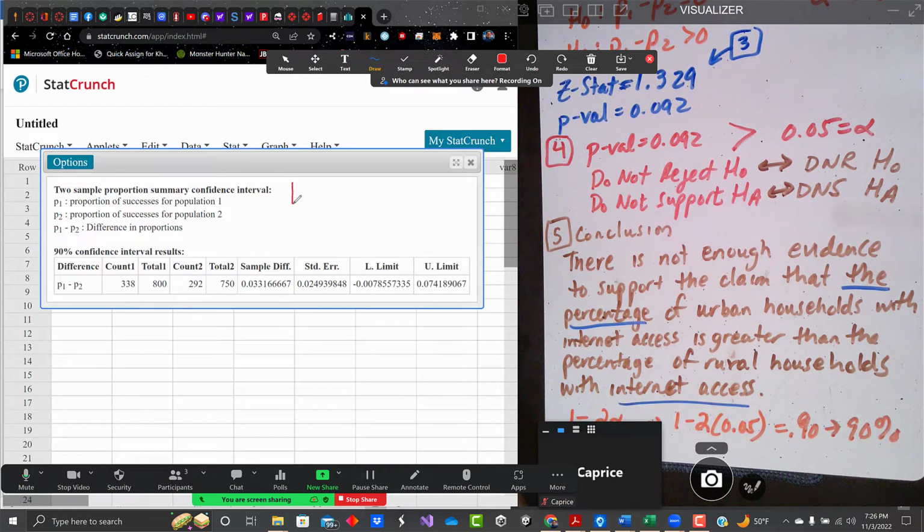So the hypothesis test does this. Is H naught in the interval? Inside the lower limit and the upper limit. The lower limit is a negative number. The upper limit is a positive number. H naught is 0, which is between the two. So H naught is in the interval.